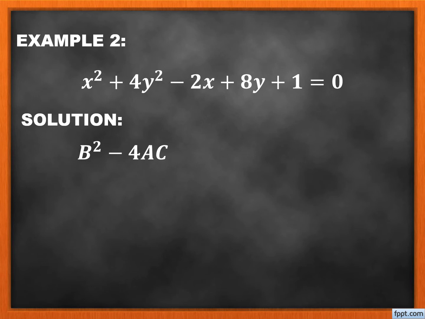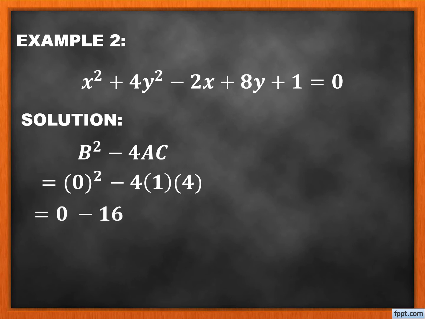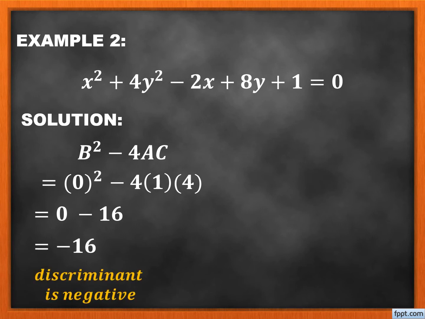So substituting those values, we have 0 squared minus 4 times 1 times 4. Solving, negative 4 times 1 is negative 4, times 4, we have negative 16. And 0 minus 16 is negative 16. So our discriminant is negative.